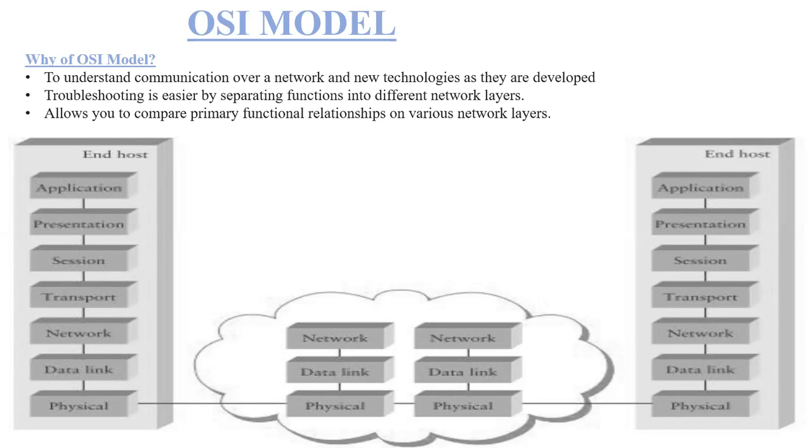These are the 7 OSI layers. First comes the physical layer, data link layer, network layer, transport layer, session layer, presentation layer, and application layer. So these layers are present in each and every network, each and every device. Through these layers, the data is communicated from one device to another device across the network.